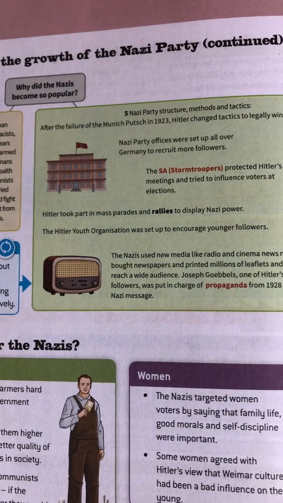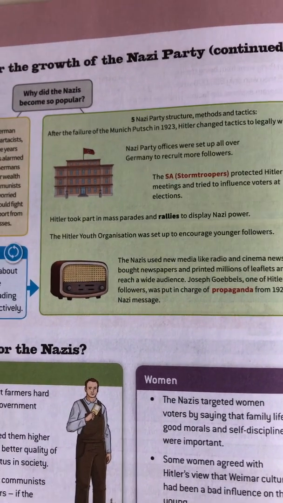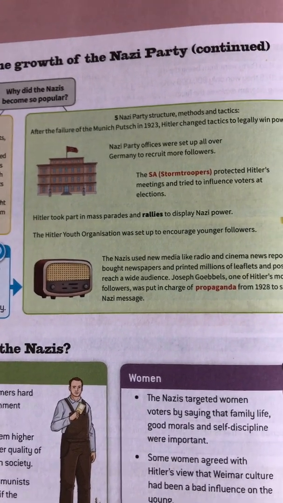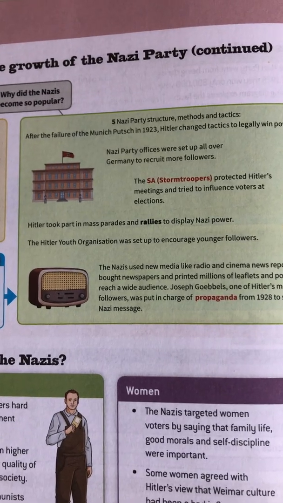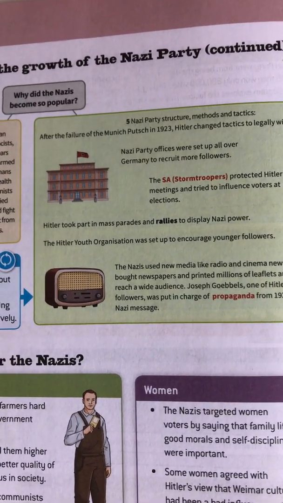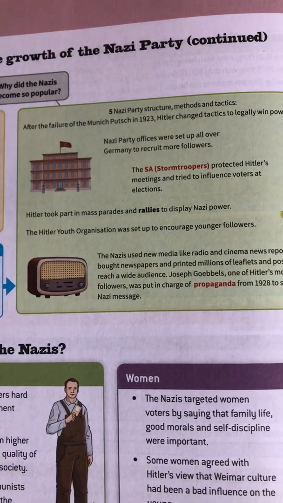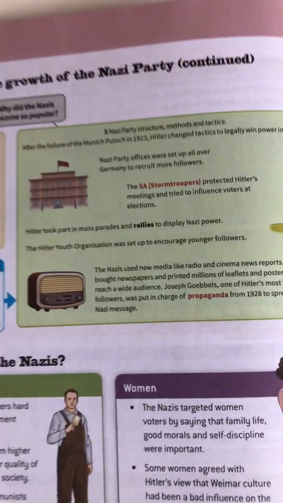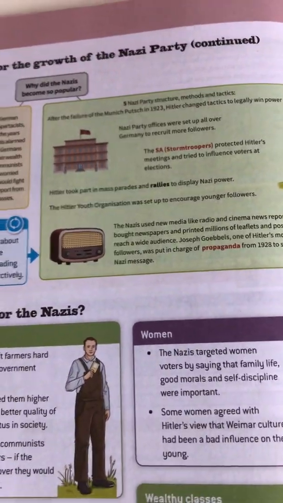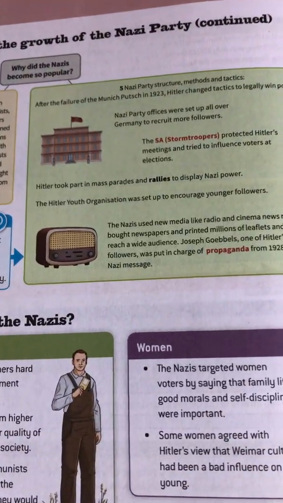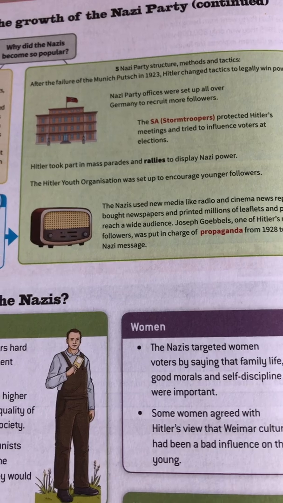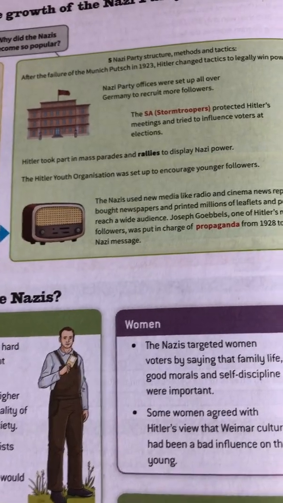Hitler took part in mass parades and rallies to demonstrate Nazi power. There would be lots of flag waving, trying to convince people the Nazis were a popular party that you could join. They set up youth organisations to encourage young people to support the party. So all through the 20s they were doing this. And by the time we get to the 30s, those children are old enough to vote and have grown up supporting the Nazis.